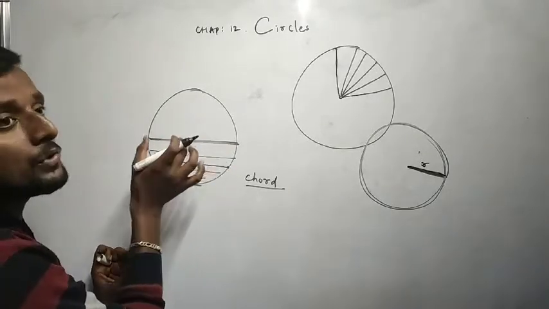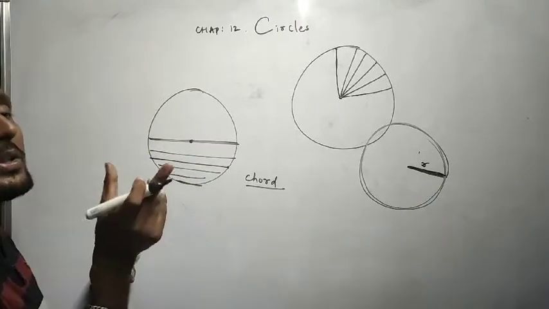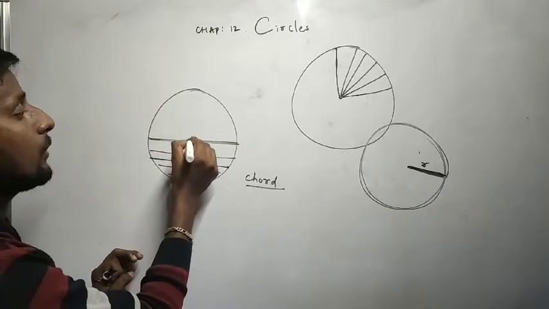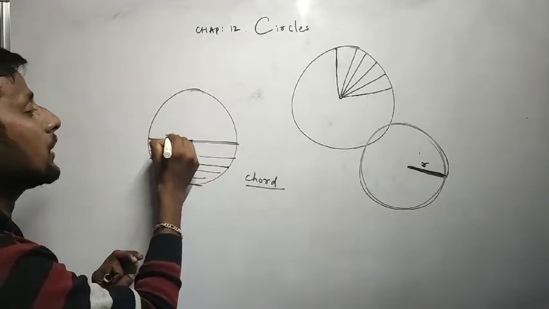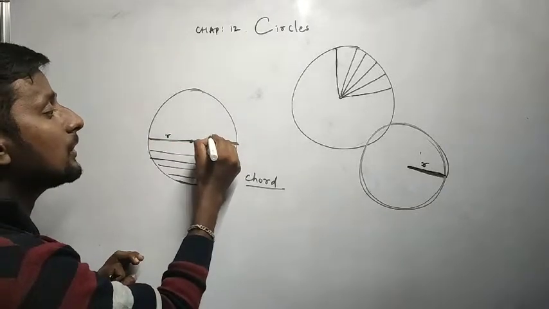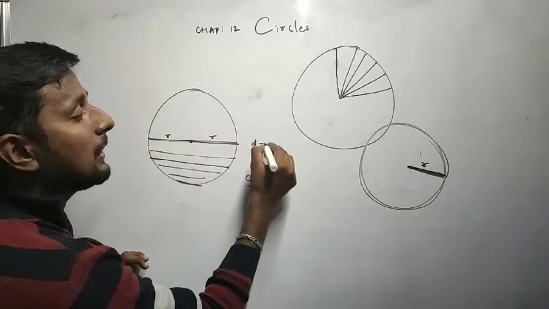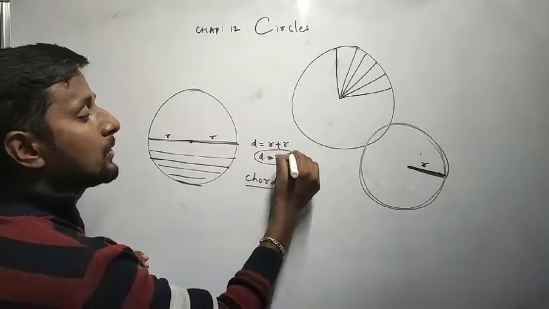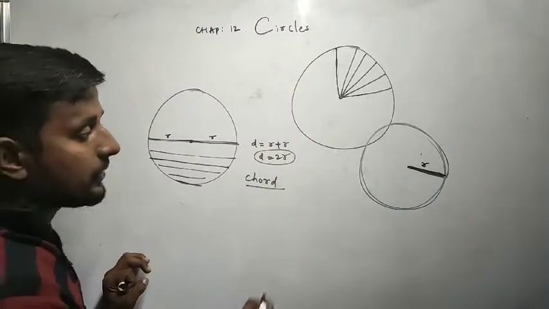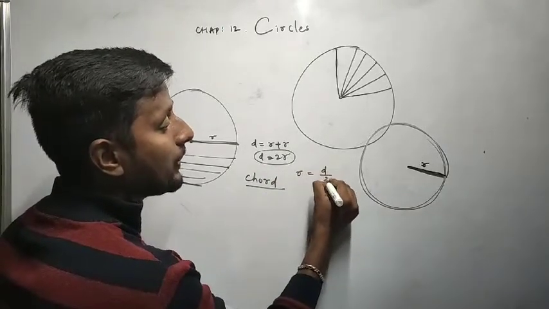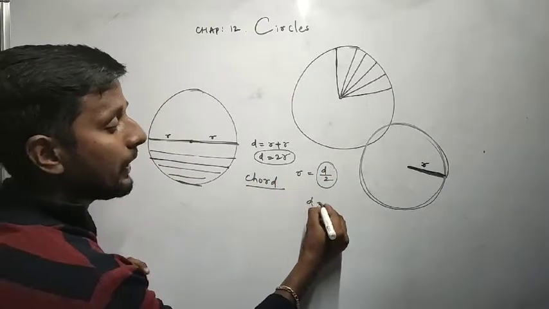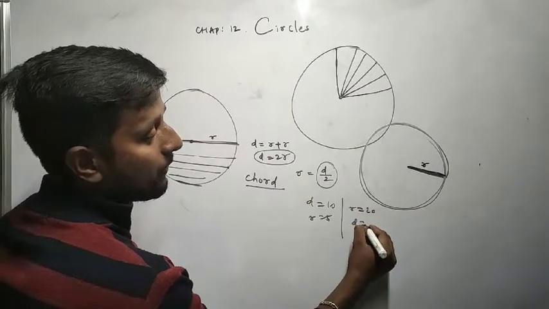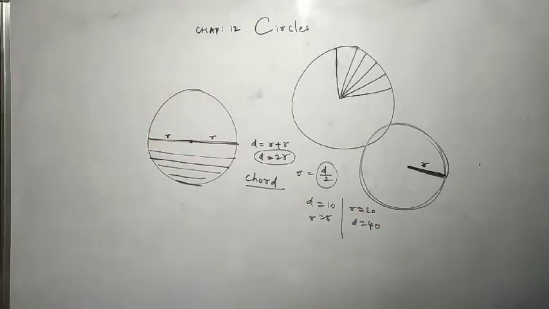The line segment which joins two points on the circle and passes through the center is called the diameter. From the center to any point on the circle is called the radius. The length of the diameter is r plus r, that is d equals 2r. So the diameter is always double the radius, and the radius is always half of the diameter. If the diameter is 10, the radius is 5. If the radius is 20, the diameter is 40.